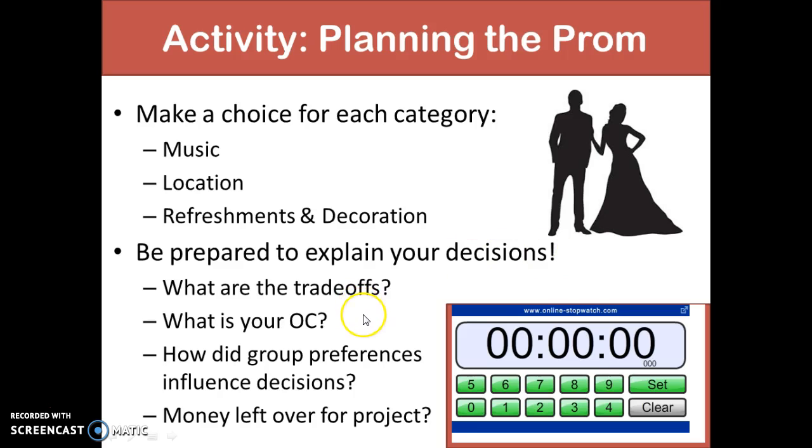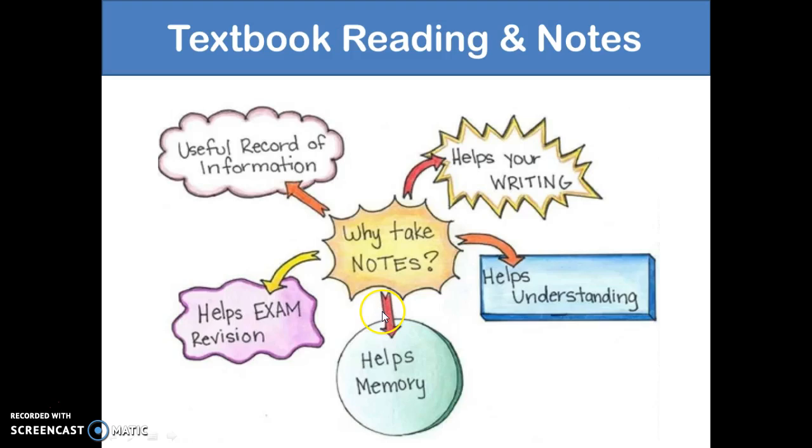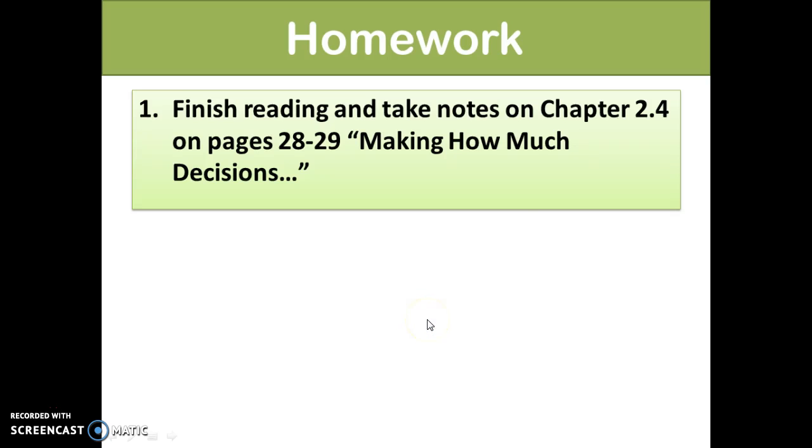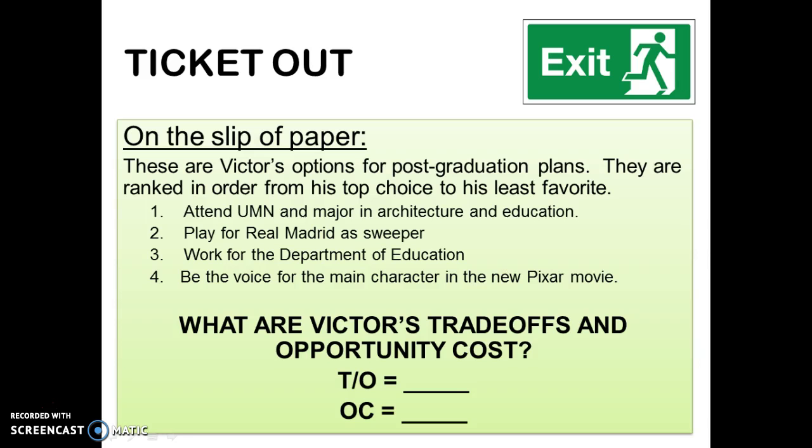We didn't have time for this activity. The activity is included in your packet if you wanted to check it out. And then we have notes, again, for homework. Chapter 2.4, pages 28 and 29, finish up a short section making how much decisions about thinking at the margin. And then here's a ticket out, another good opportunity to practice. Pause the video, do this exercise, and then I'll go over it.